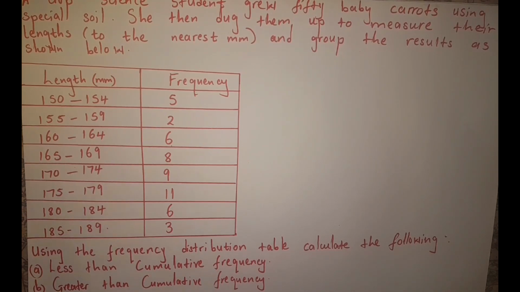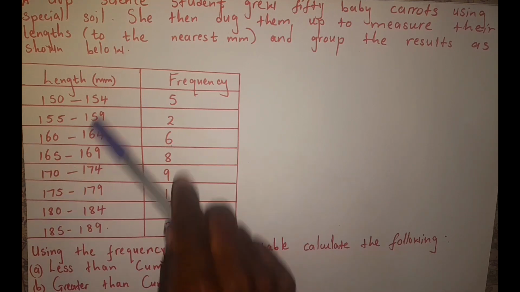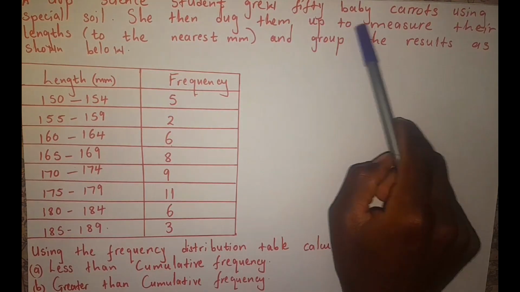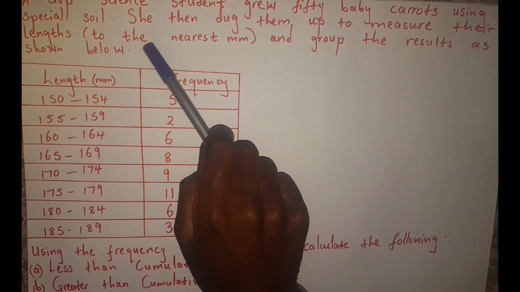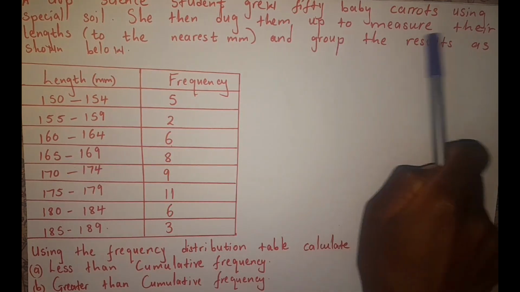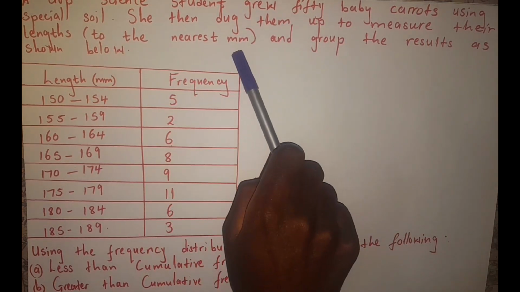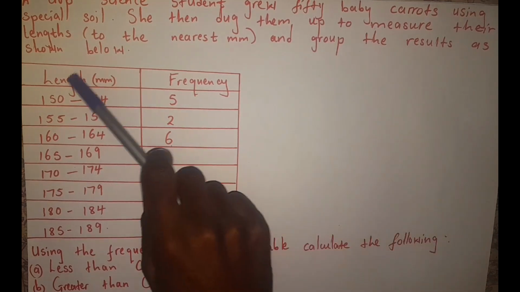In this video, we are showing exactly how to determine the less than cumulative frequency and the greater than cumulative frequency step by step. Here we are given a statement which says a crop science student grew 50 baby carrots using special soil. She then dug them up to measure their length to the nearest millimeter and grouped the results as shown below.